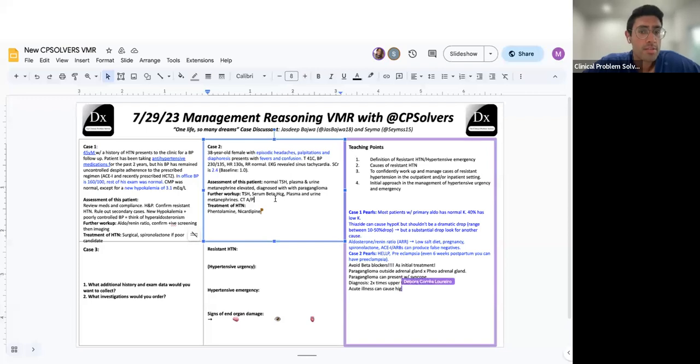For CT, if it's non-contrast, the way you want to look at it is the Hounsfield units. If it's less than 10 Hounsfield units, you can confidently say that it's probably not a FEO. Whereas greater than 10 Hounsfield units on the CT report could be a FEO, but you would have to combine that with the test results as well. Yes, Rashma, it is imaging for a paraganglioma. Any questions or clarifications I can provide for case number 2?